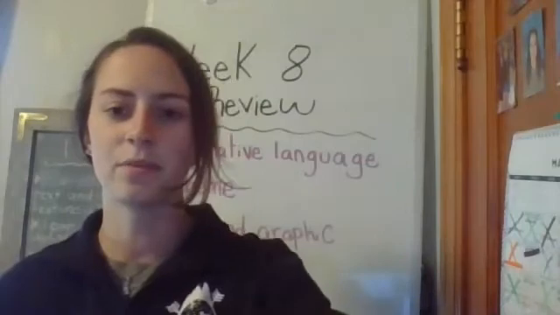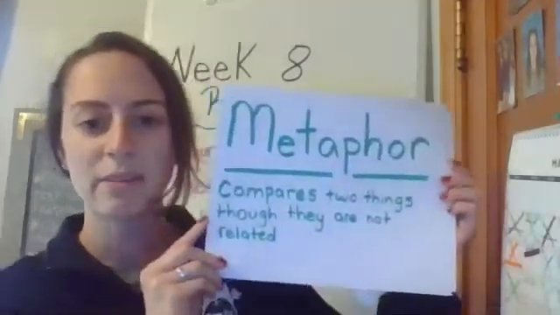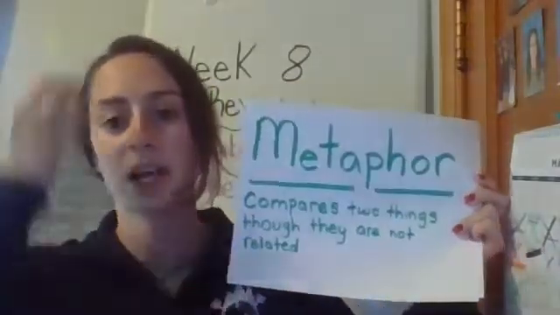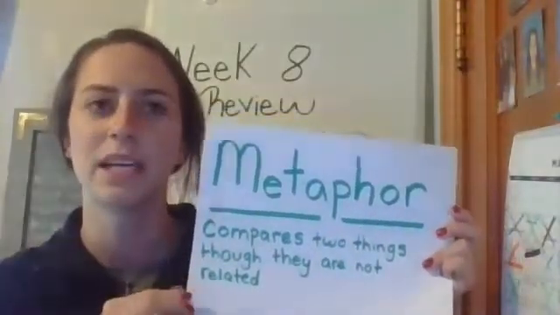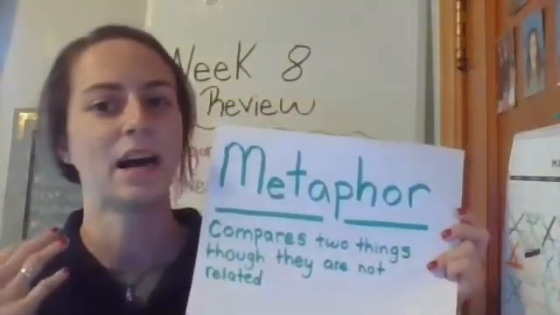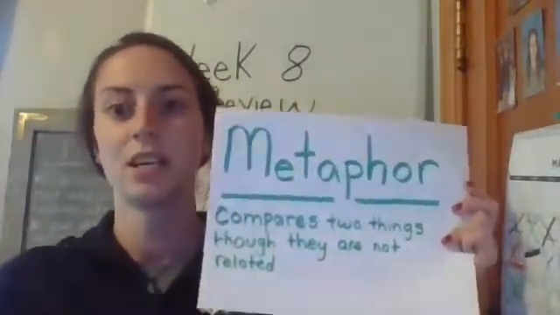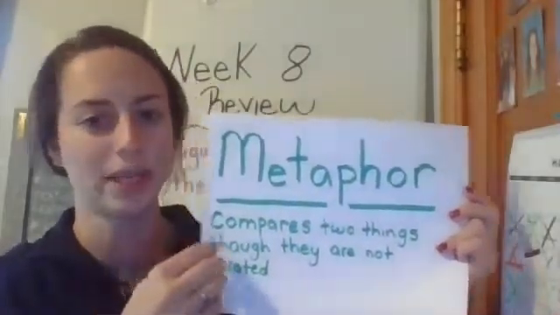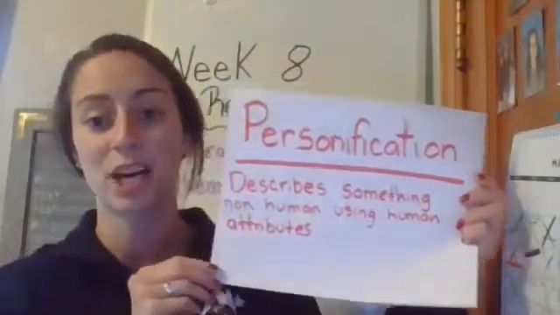Another type of figurative language that we talked about were metaphors. Metaphors compare one thing to another, though they're seemingly unrelated. So an example of this would be, his room was a pigsty. His room is not actually a pigsty, but we are comparing how messy his room is to how messy a pigsty could be.